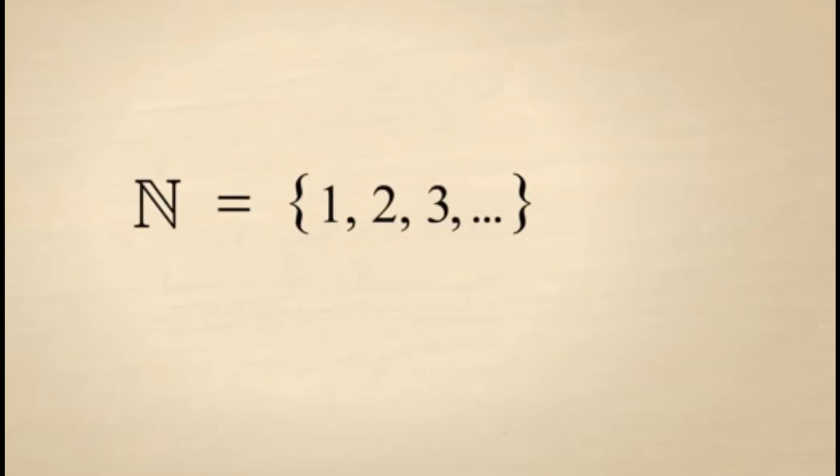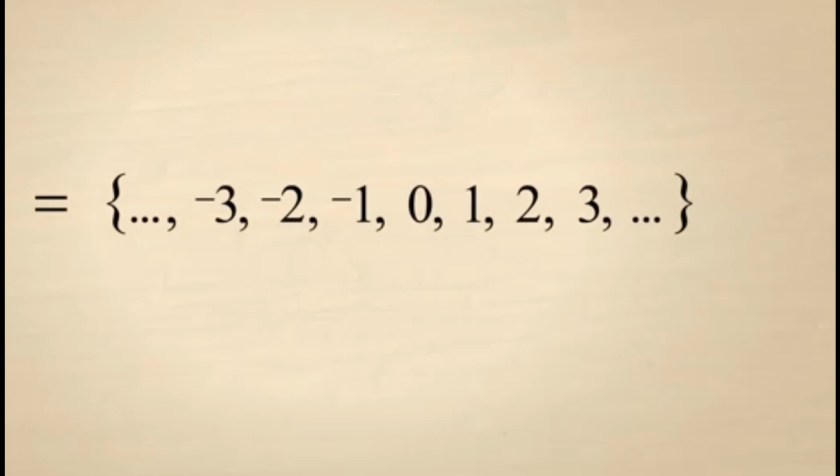For instance, the set of natural numbers can be written with an ellipsis following the first few numbers to indicate that the list continues forever. Likewise, the set of integers can be written with an ellipsis on either side to indicate that the numbers go on forever in both the positive and negative directions. Fewer or more elements can be listed as long as the pattern is clear.